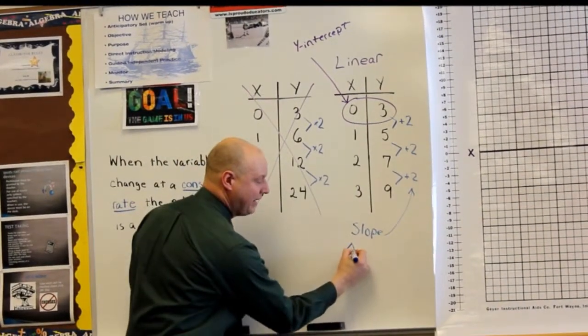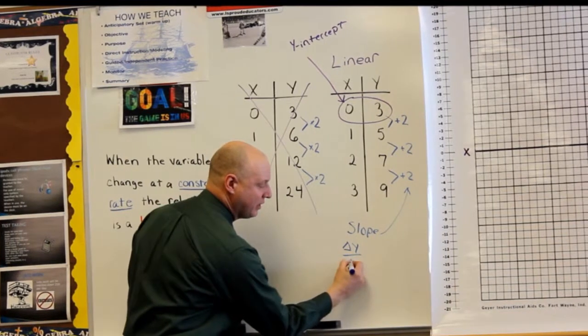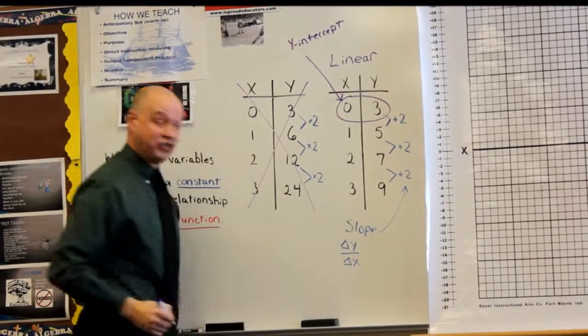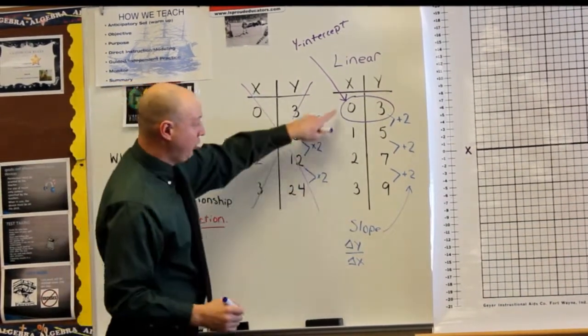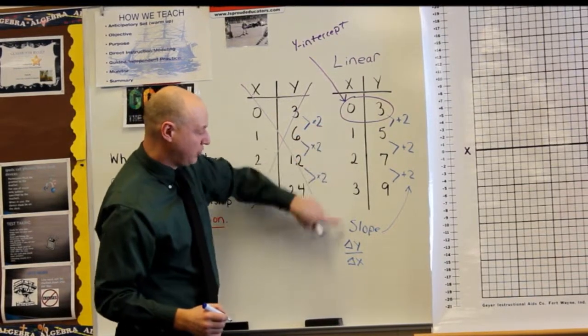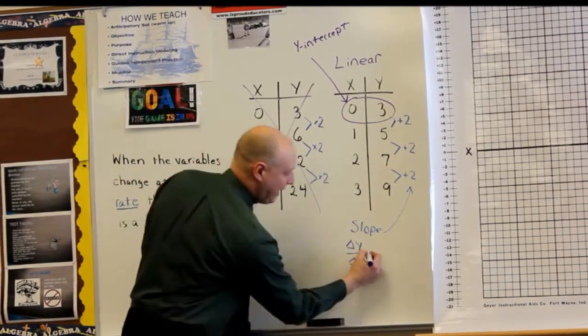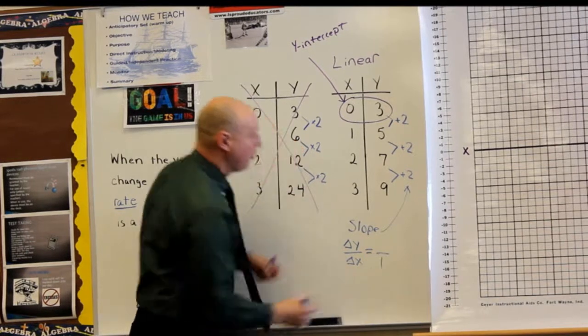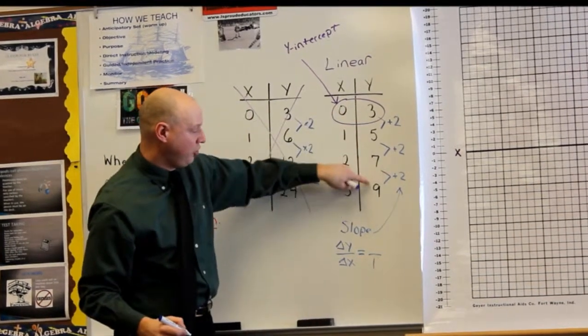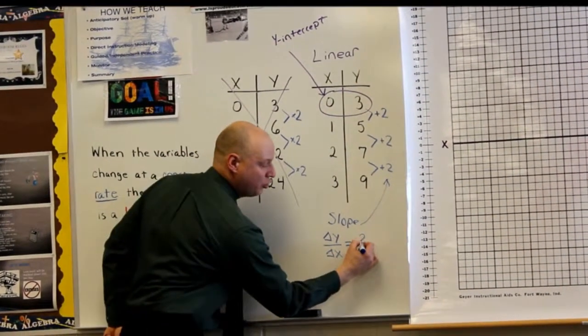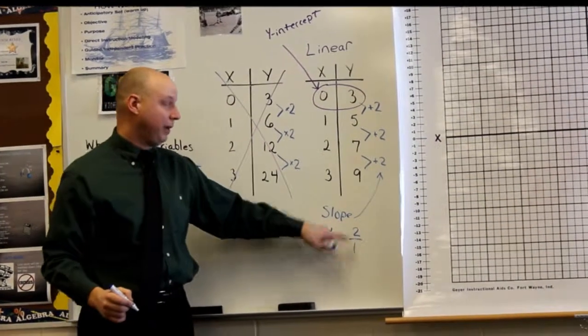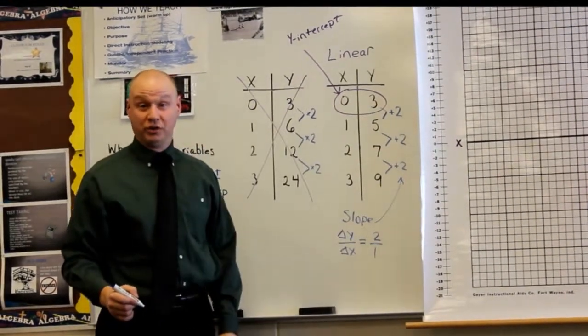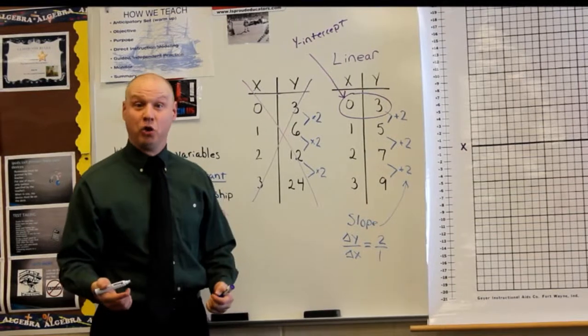Slope can be defined as the change of y divided by the change of x. And if we notice, x is increasing by 1, so that would be the change of x, and we put that on the bottom. The y is changing by 2, so that'd be in the numerator. And 2 divided by 1, you see, is our constant rate of change, or slope.